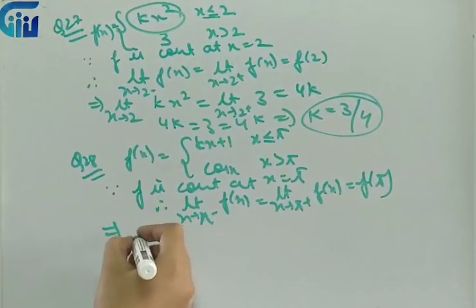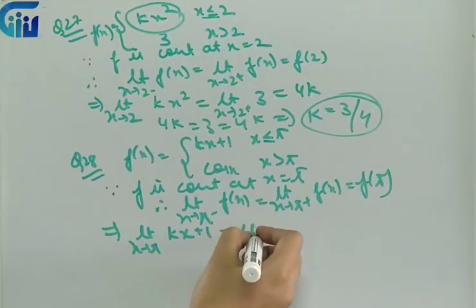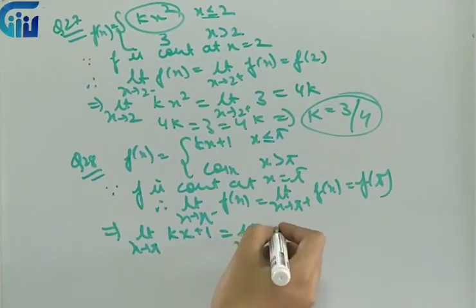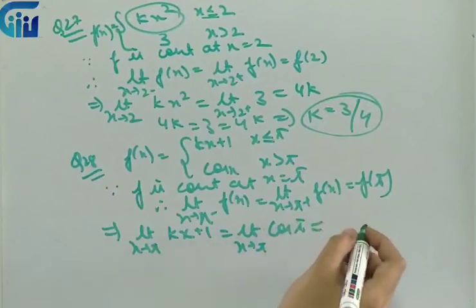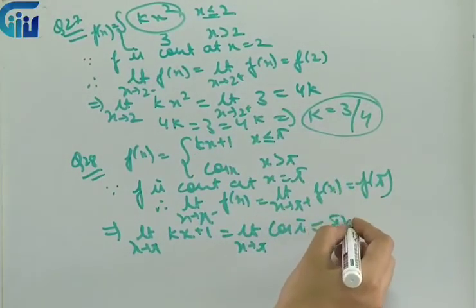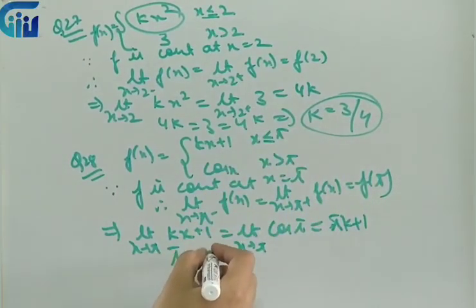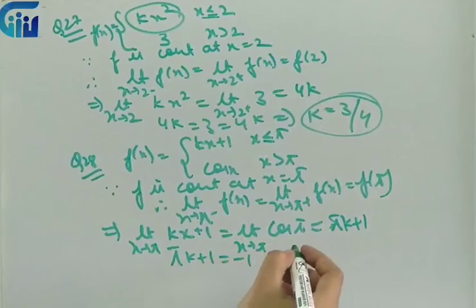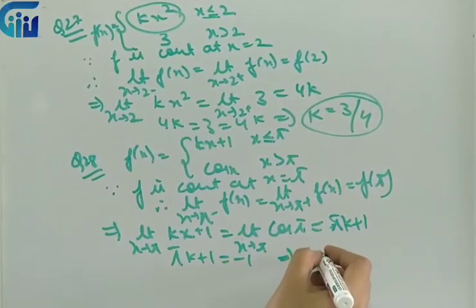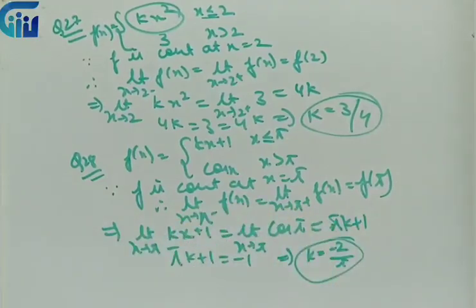So this is limit x tending to pi. If it is less, we can write kx plus 1. Similarly, x tending to pi plus cos x, and this is equal to, if I put pi over here, pi k plus 1, right? So pi k plus 1 is equal to cos pi, which is minus 1. So k will be minus 2 upon pi, right? So this is how we will be solving these types of questions.